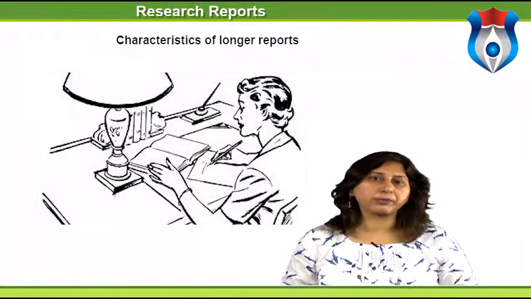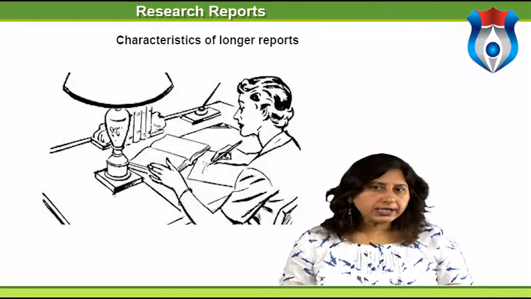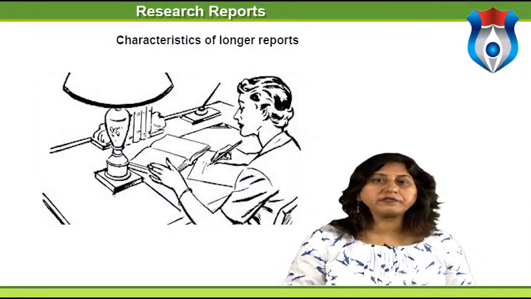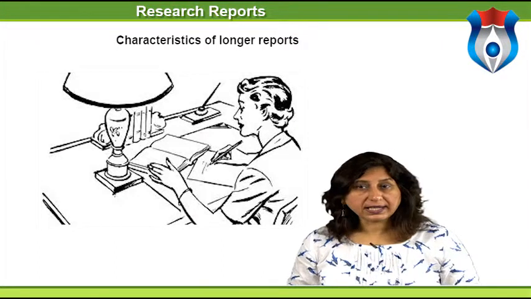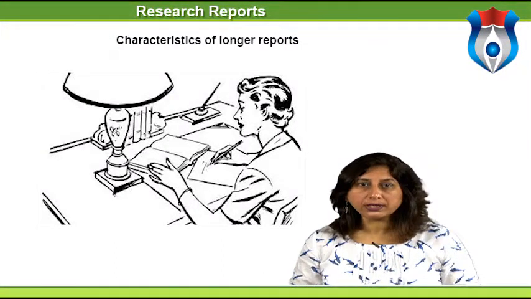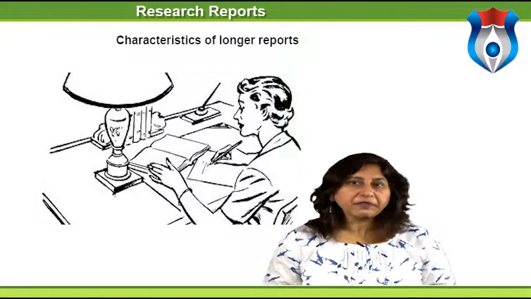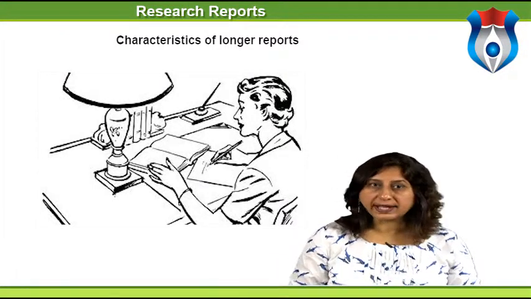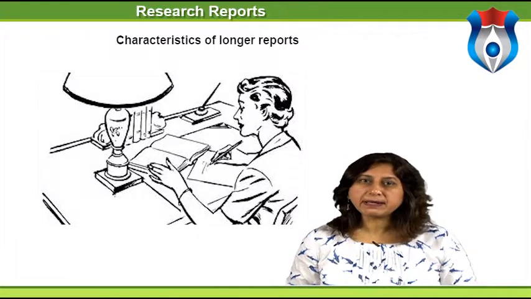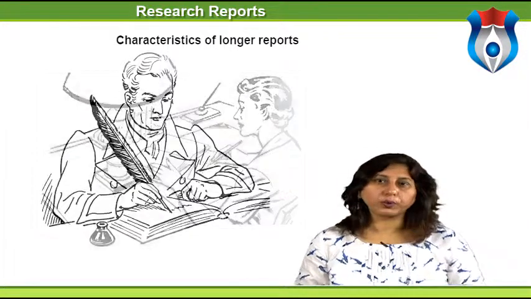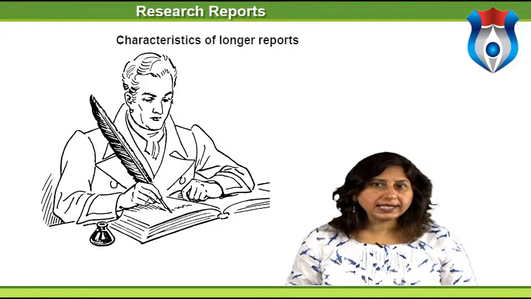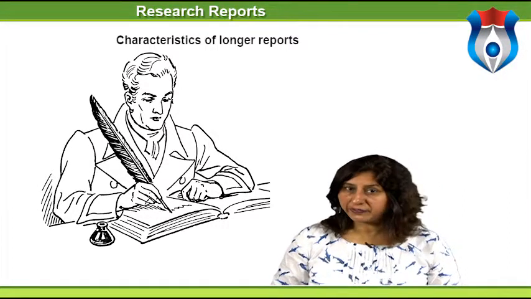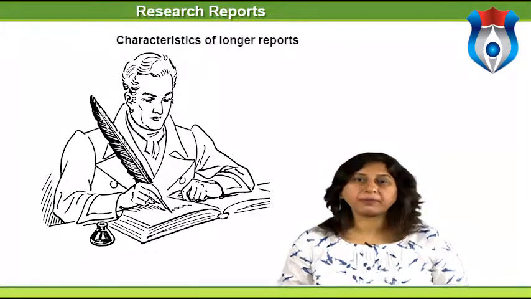Characteristics of longer reports. The needs should determine the structure of long formal reports. The presentation pattern of the long report is as follows. Prefatory parts: title fly, title page, authorization message, transmittal message, preface or foreword. It also contains the table of contents, list of illustrations with executive summary.